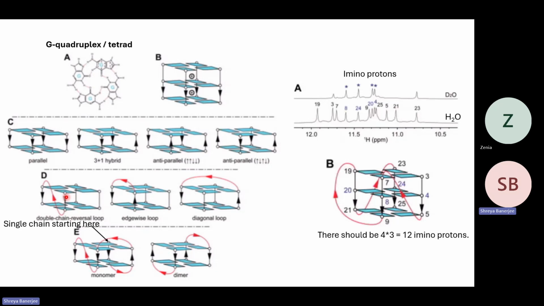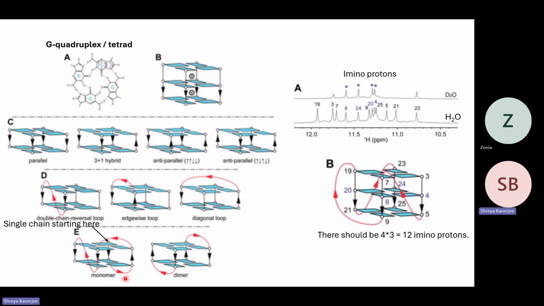Another kind is that you can have a chain reversal like this. So here the strand is coming down. There is a loop here which is reversing the chain, and again the strand is coming down. So this is called a double chain reversal loop. Or it can be an edgewise loop. So the loop is along the edge of the tetrad. Or it can be along the diagonal of the tetrad, calling it a diagonal loop.